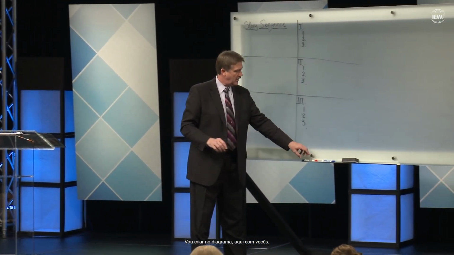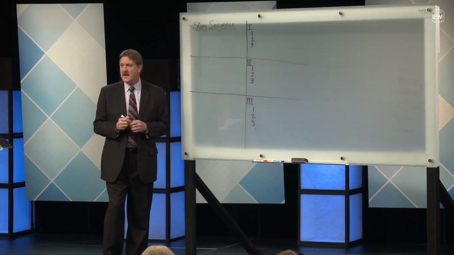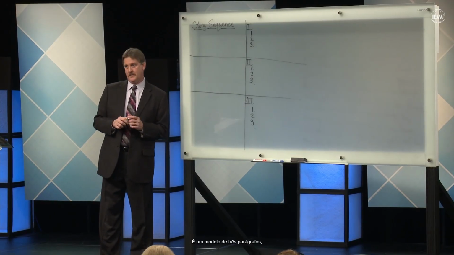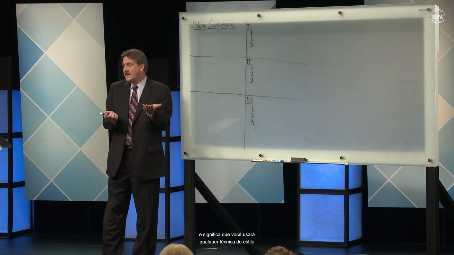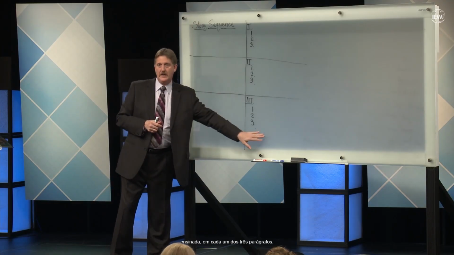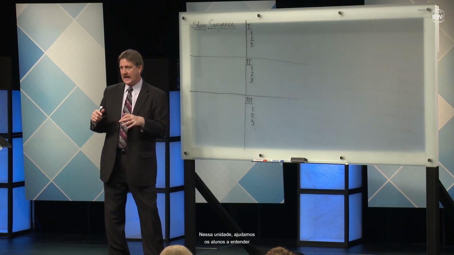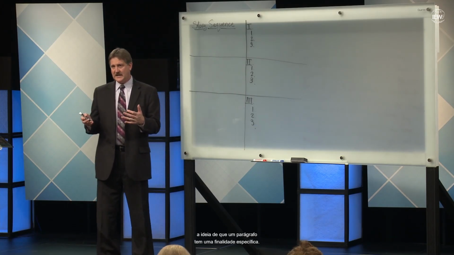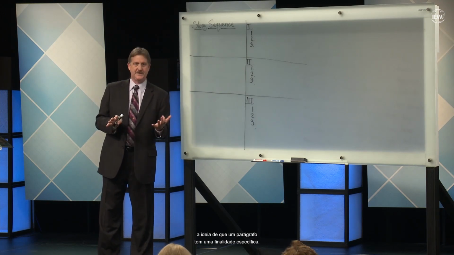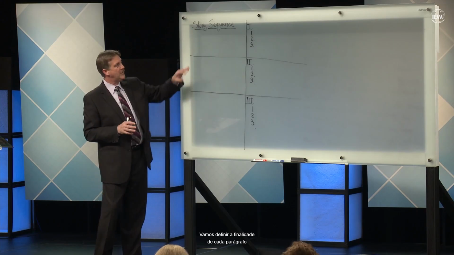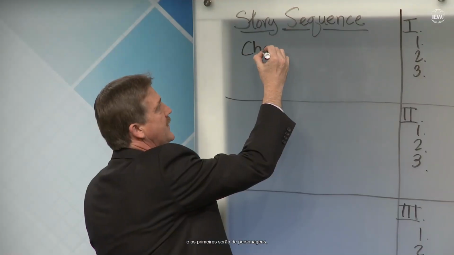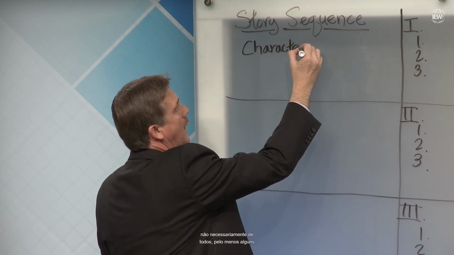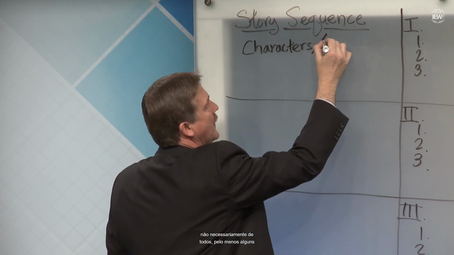You see the story sequence chart on page 31. I'm going to build it up on the board here with you. This is a 3-paragraph model. And it means that you'll have whatever stylistic techniques you've taught so far in each of the 3 paragraphs. And one of the things we want to try and help students gain in this unit is the idea that a paragraph has a purpose. So we're going to define the purpose of each paragraph. And the first paragraph is going to be the characters, not necessarily all of them, but at least some of them, and a setting.